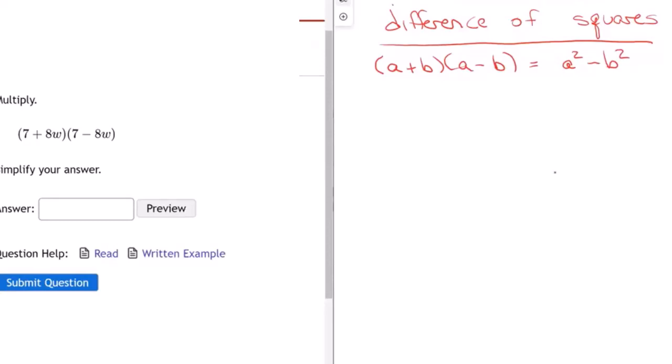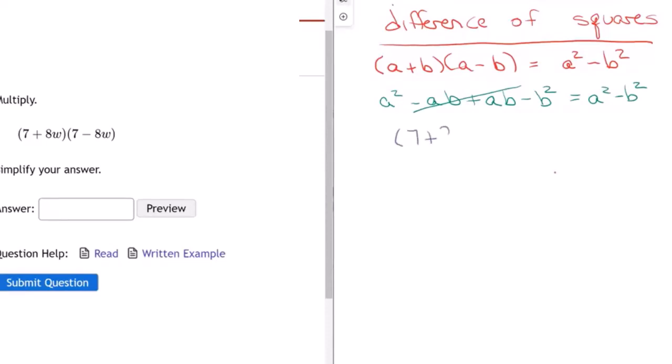I have first times first, a squared, outer times outer, negative ab, inner times inner, positive ab, last times last, minus b squared. Minus ab plus ab are 0, and we end up with a squared minus b squared.